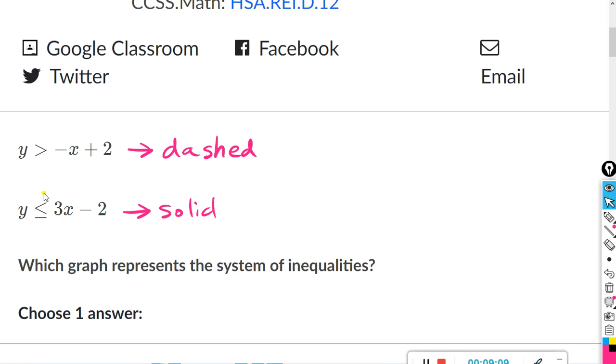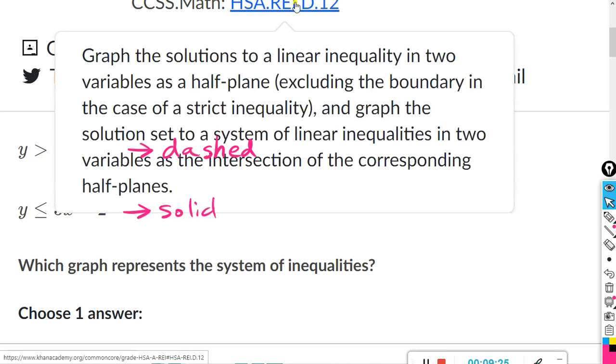All right, so just remember, if you don't have the equal to part of the inequality, the line's going to be dashed. If you do have the equal to part, the line's going to be solid. If y is less than, it's everything under the line. If y is greater than, it's everything over the line.